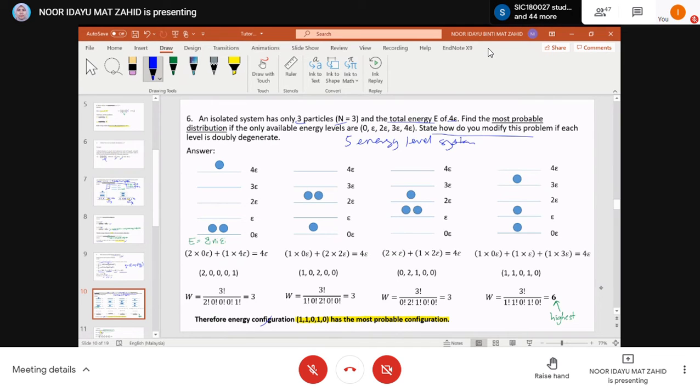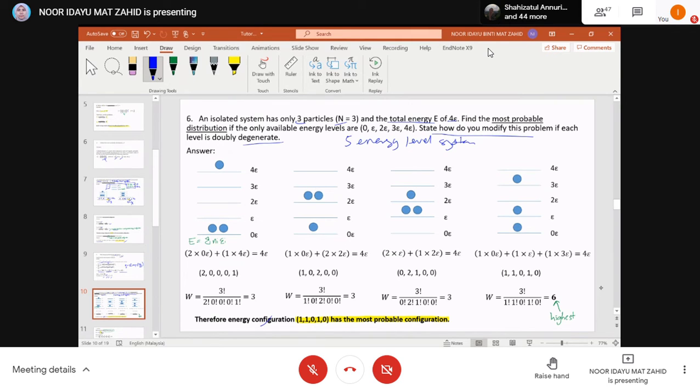And then the second question: state how you would modify this problem if each level is doubly degenerate. So if we have to consider the degeneracy, how would the value be? But we solve the first part first.